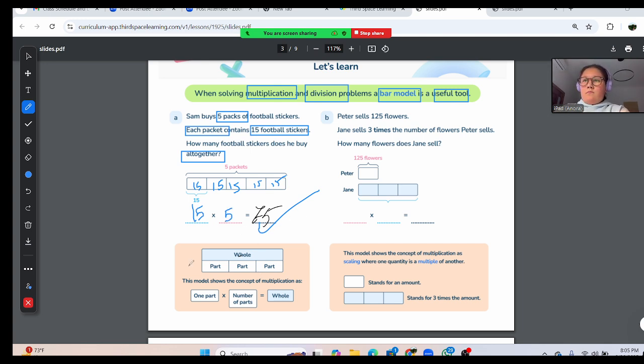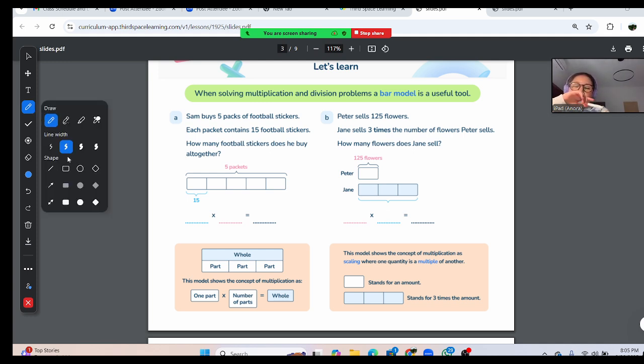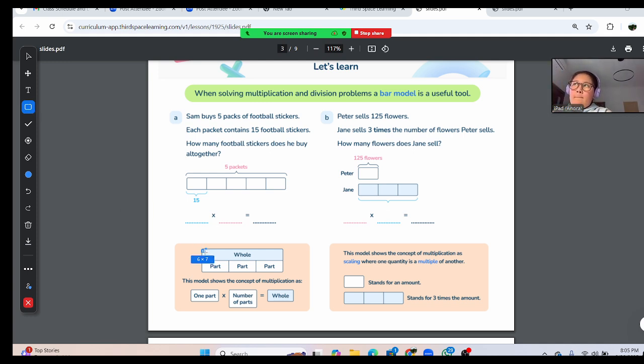Very good. So basically in this bar model there is a whole. Whole means the total. This is the whole, and we divide it into some parts. These are called parts of the whole. So this model is showing the concept of multiplication. What we are doing basically here, we are multiplying one part with the number of parts, right?